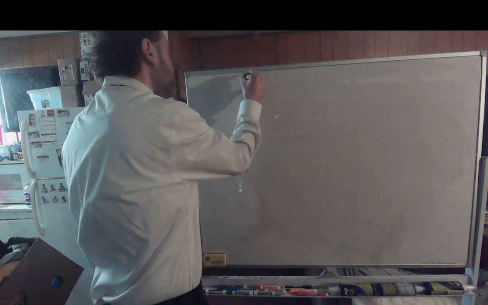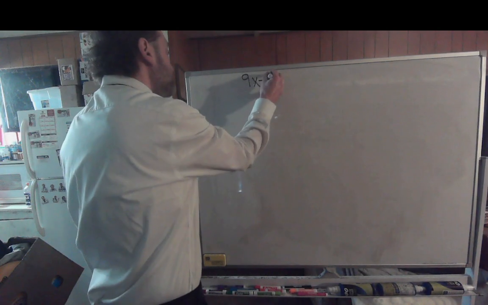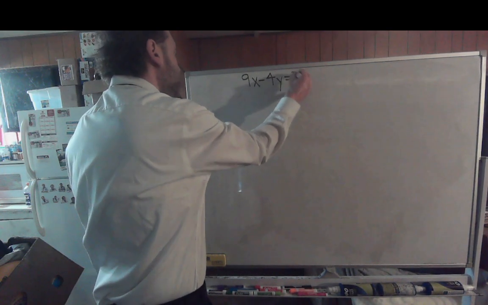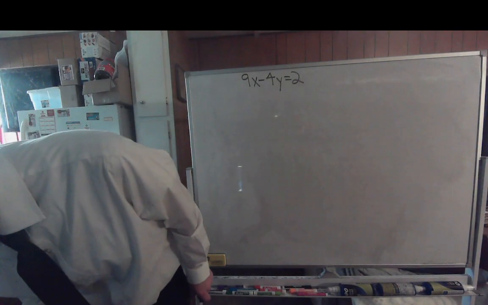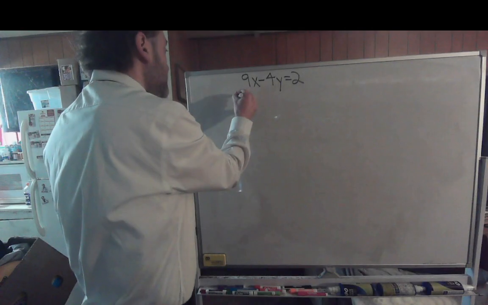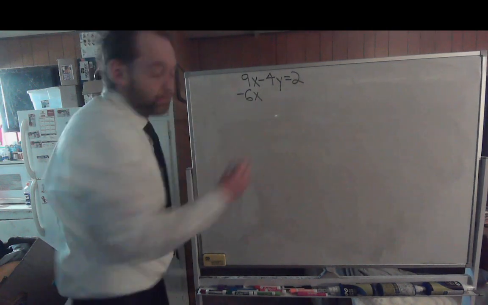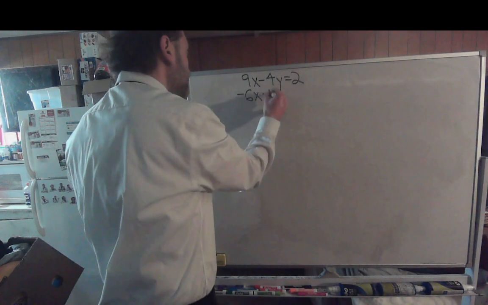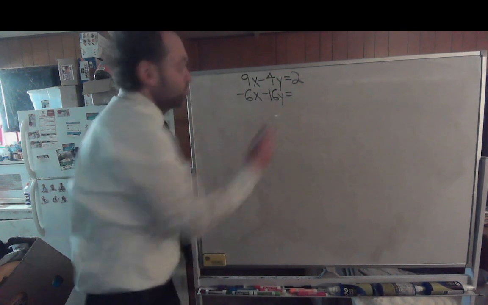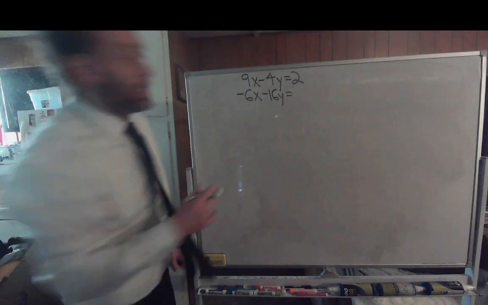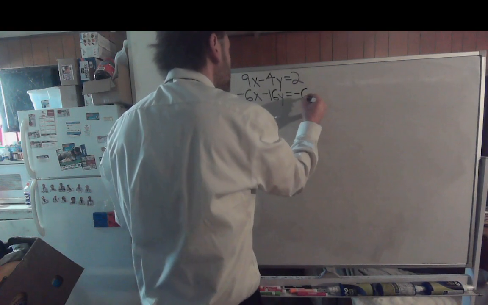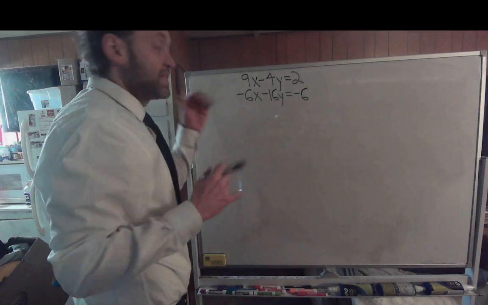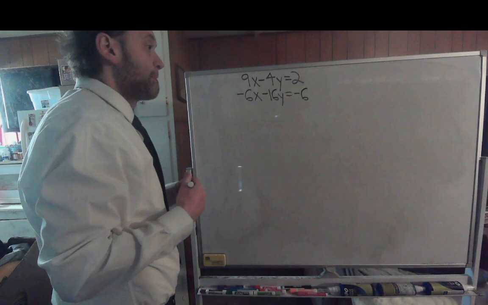Alright. We have, let's see, 9x minus 4y equals 2. Then we have negative 6x minus 16y is equal to negative 6. Okay. So let's go ahead, let's set up our matrix here. We will set this matrix up.